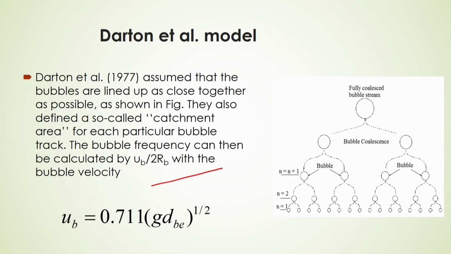Now, they have assumed that the bubbles are lined up as close together as possible, as per this figure, and they also defined a so-called catchment area for each particular bubble track. This is the particular bubble track here, and the bubble frequency can then be calculated from the bubble rise velocity divided by the diameter of the bubble, where the bubble velocity will be equal to 0.11 into (g d_bed) to the power half.